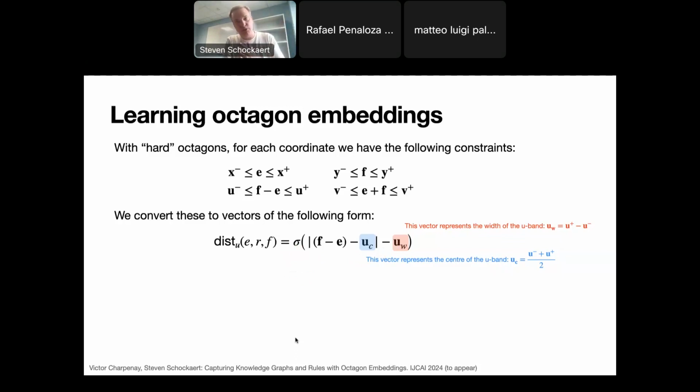It will be positive, not necessarily 1, but positive inside the octagon, and it will be close to 1 inside the octagon and close to 0.5 around the border of the octagon, right? So it's really just a soft approximation of the octagon. This is the soft version of the U constraint. We can do the same for the other 4.